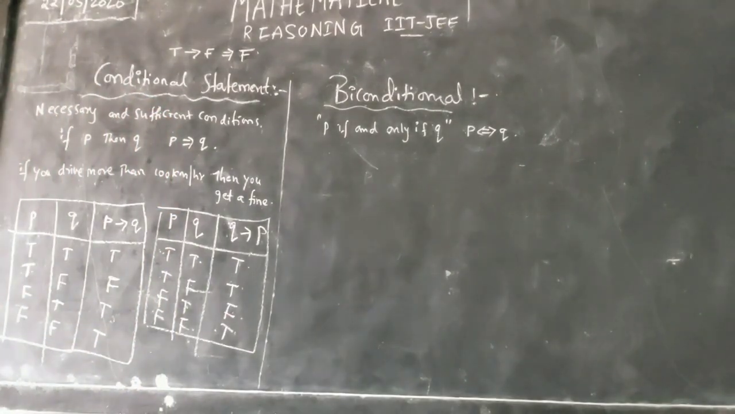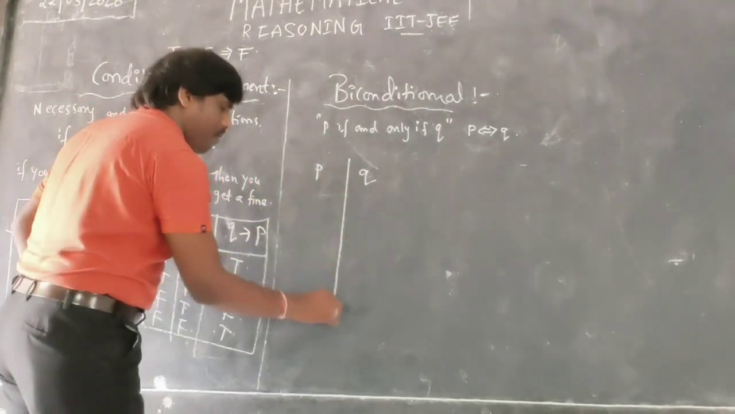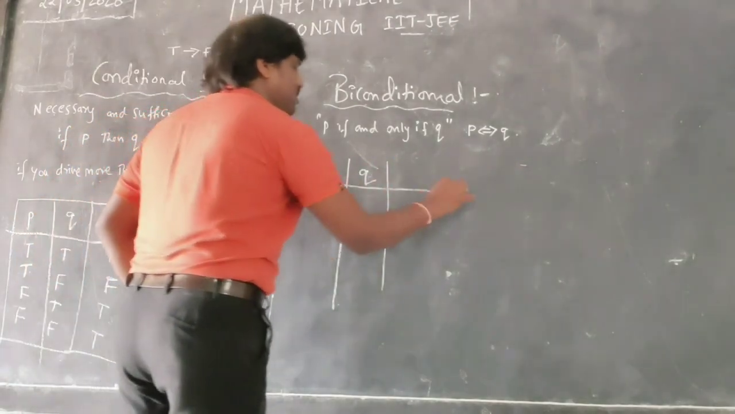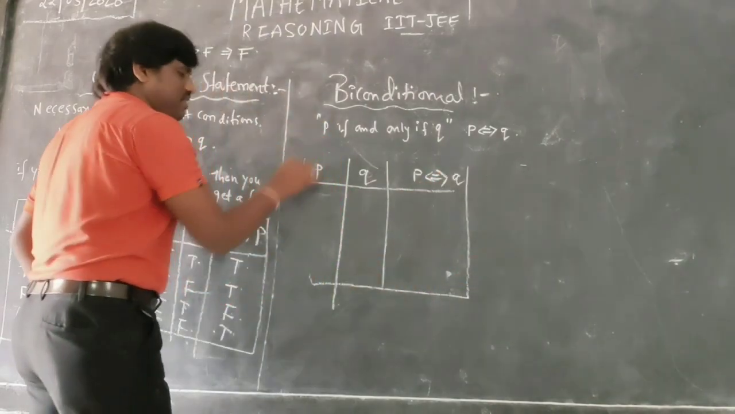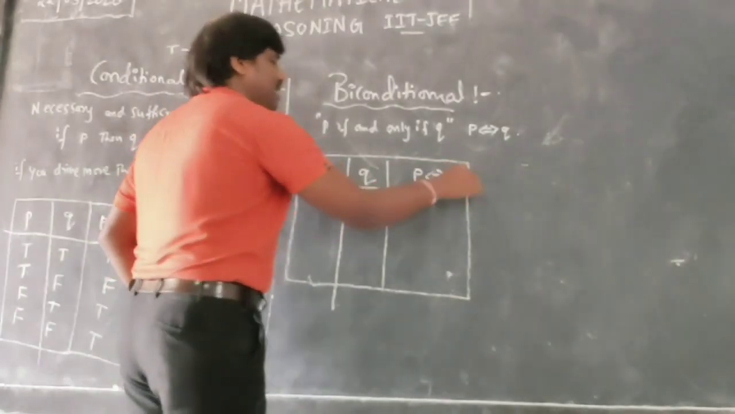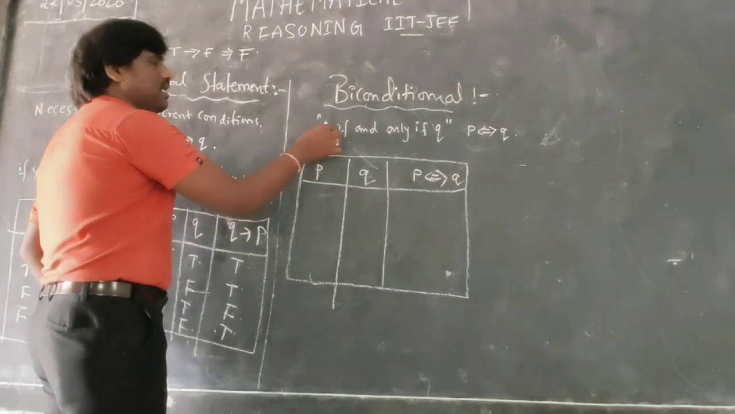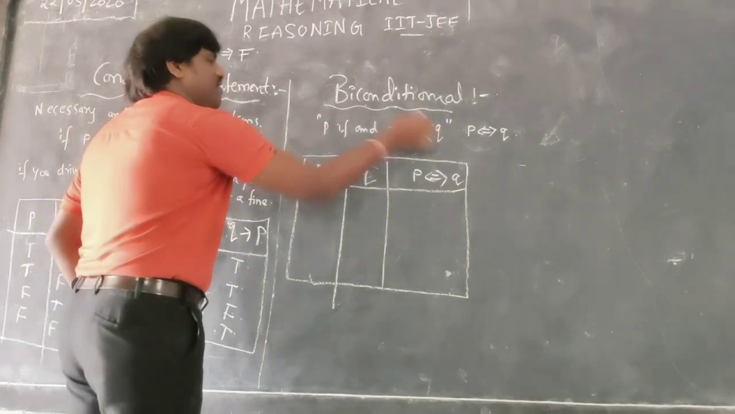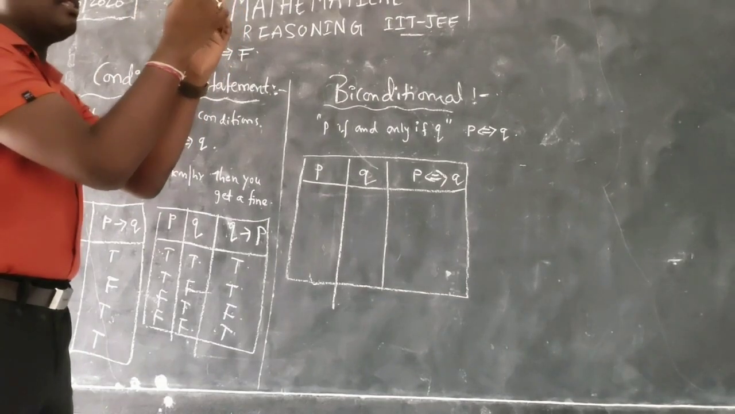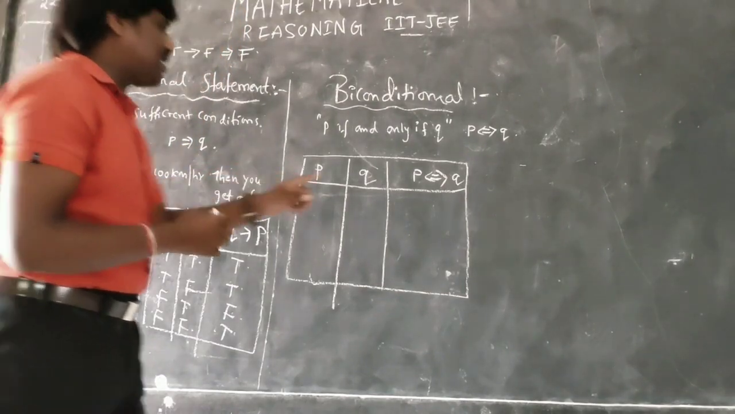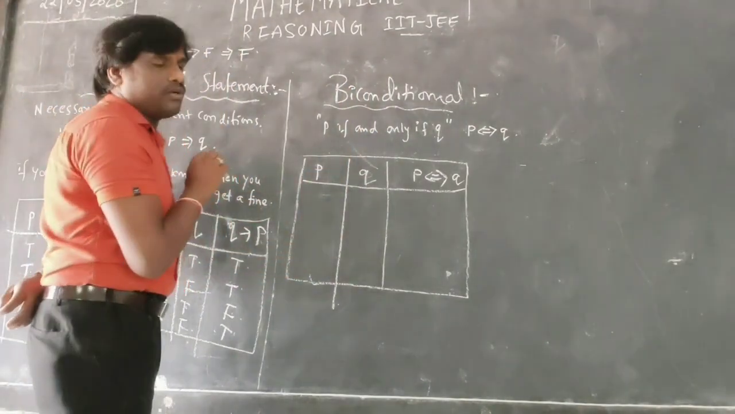Now, the biconditional statement. If I take two statements P and Q and connect them with the biconditional symbol, that is P if and only if Q. If your two statements P and Q are connected with this symbol, then we say it is a biconditional compound statement.